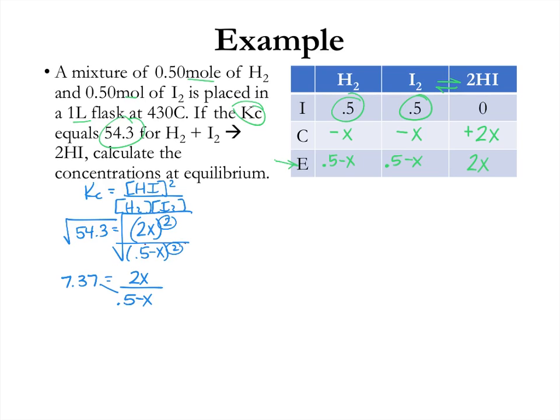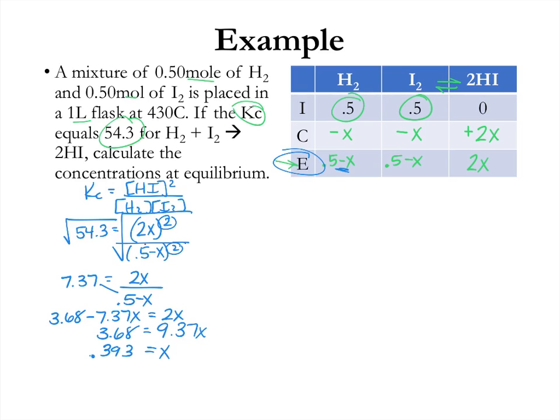So 7.37 times 0.5 is approximately 3.68, and that's going to be minus 7.37x. That's equal to 2x. So now we can add 7.37x to both sides. Divide by 9.37 on both sides, and you end up with 0.393 for x. So we're not done. That's just the value of x. We need to now substitute x into our equilibrium concentration line to solve for those equilibrium concentrations.